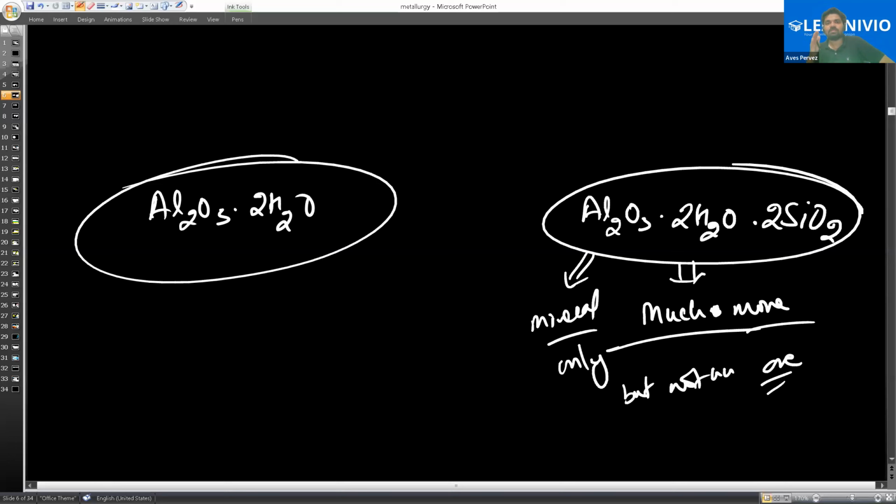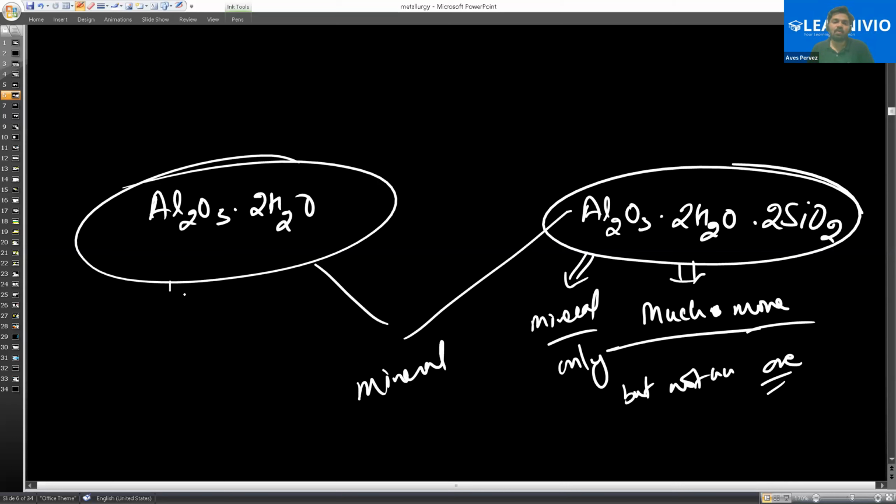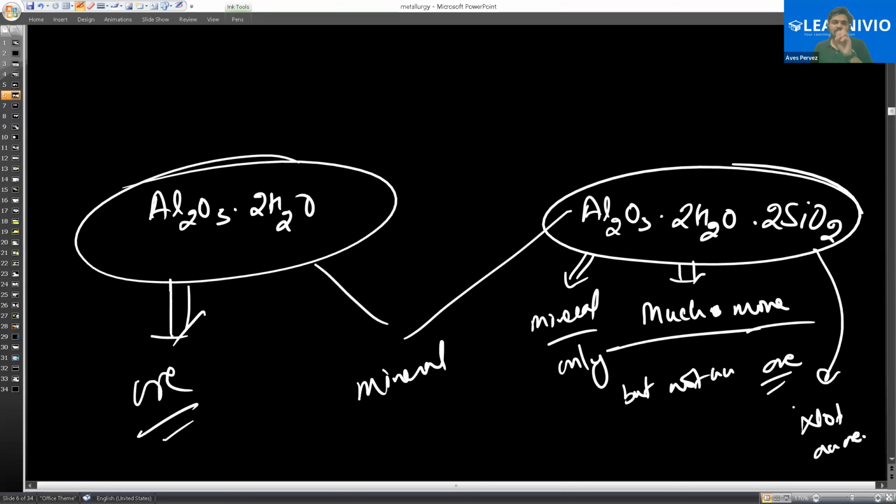No, no. Ores are also minerals. For example, Al2O3 is also a mineral. We can extract it, but not economically. No, it's not so. For example, if I'm saying here, like Al2O3, they both are minerals. But ore is only this one. This is not an ore. So ores are those minerals from which metal can be extracted economically.